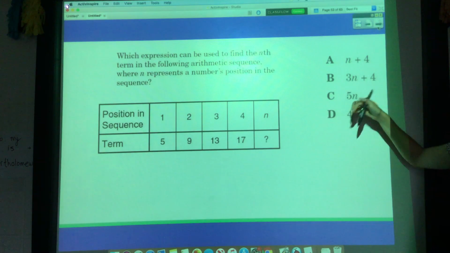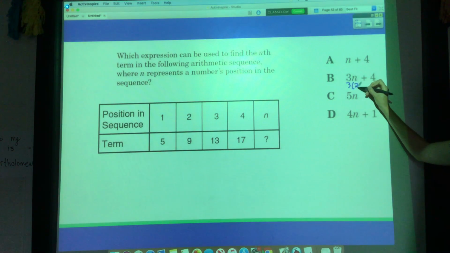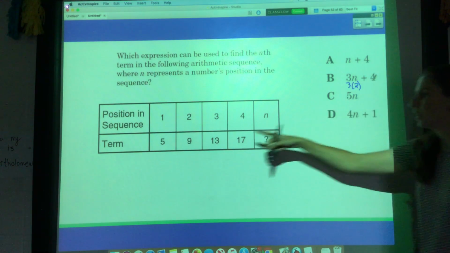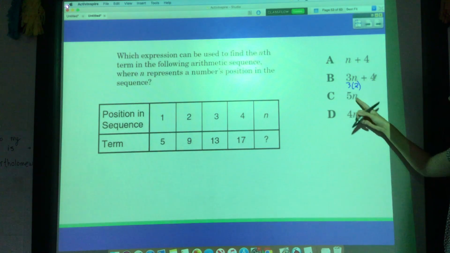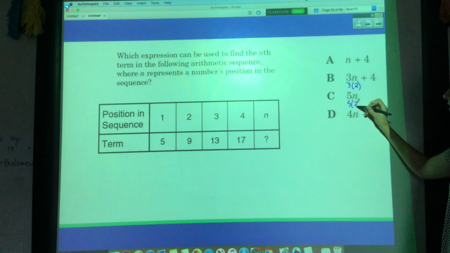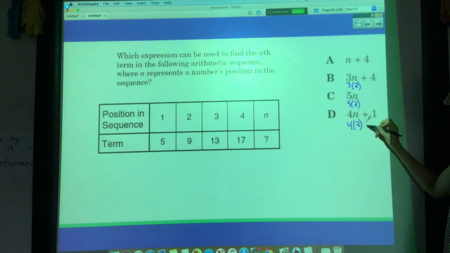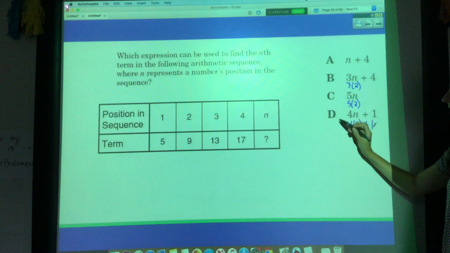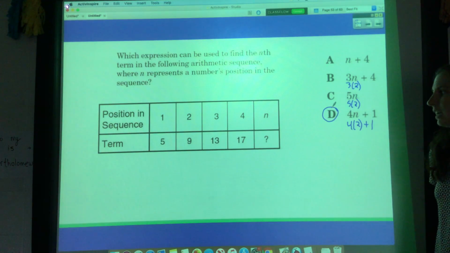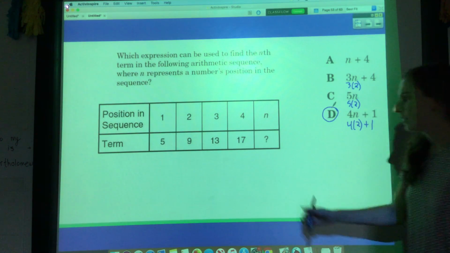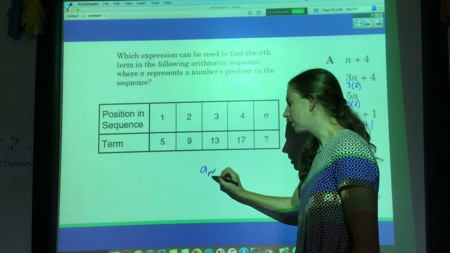This one will not work. Here, if you plug in 2, does 6 plus 4 give you 9? Nope. Here, if you plug in 2, do you get 9? Nope. Here, if you plug in 2, do you get 9? Yes, we do. So that's the answer. Let's see how they get there. They get there because they use the explicit formula.